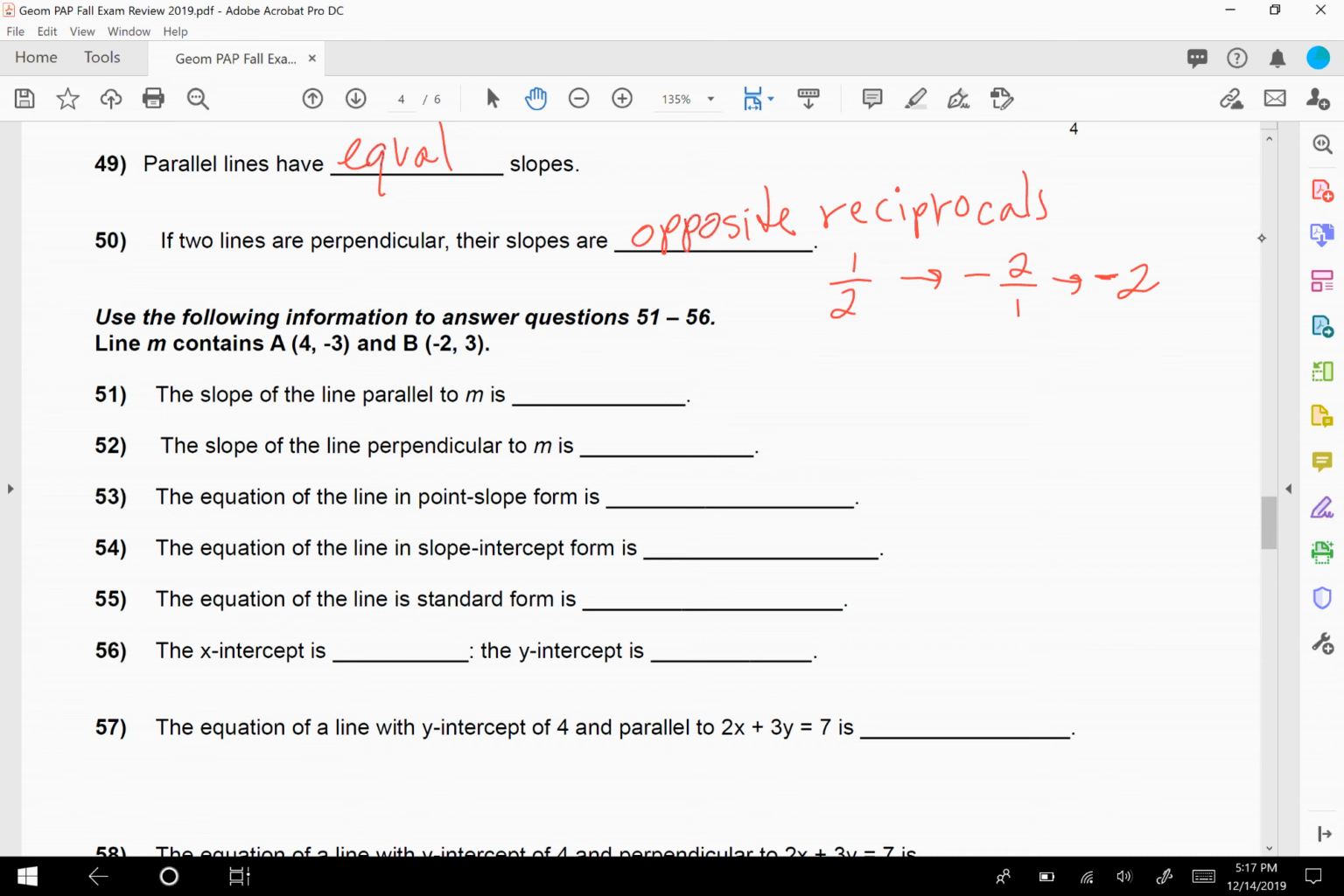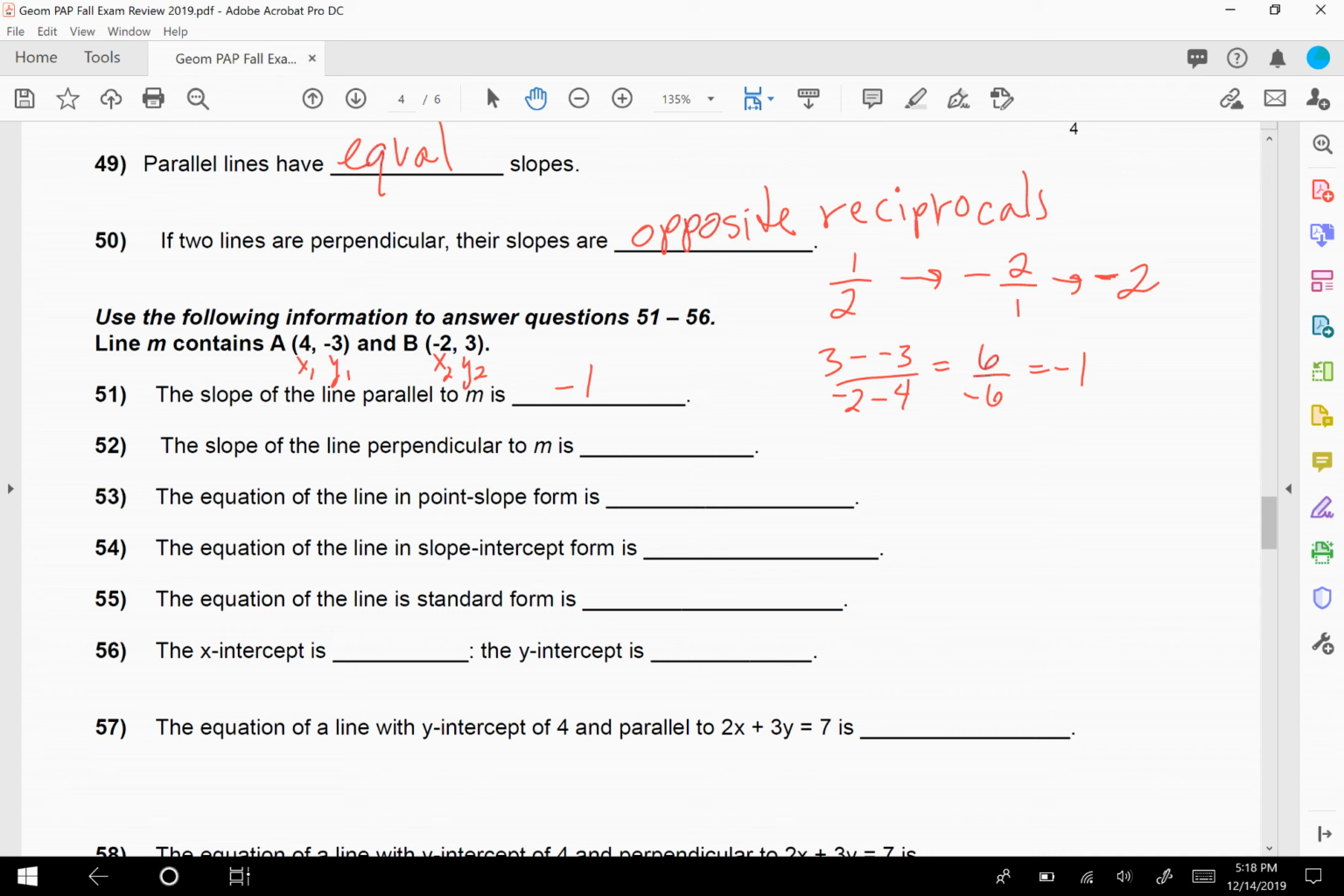Remember, it's y2 minus y1 over x2 minus x1. I'm just going to label those here. So y2 is 3, minus y1, which is -3, over x2, which is -2, minus x1, which is 4. So we have 3 minus a -3, which turns into 3 plus 3, so that's 6. And -2 minus 4 is -6. So 6 over 6 is just 1, and a positive divided by a negative is a negative. So the slope is -1.